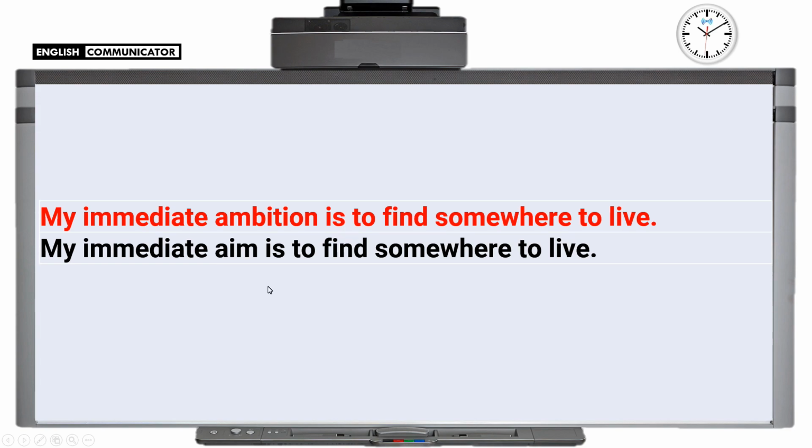So your aim, that is my aim. That is not your ambition. Yeah, you can say that my ambition is to become a perfect person. So you can use it alternatively as a noun which is an abstract. Okay, so always remember to use my immediate aim is to find somewhere to live. My immediate aim is to find somewhere to live, and my ambition, I want to get a perfect salary. So there's a difference. Okay, aim and ambition.